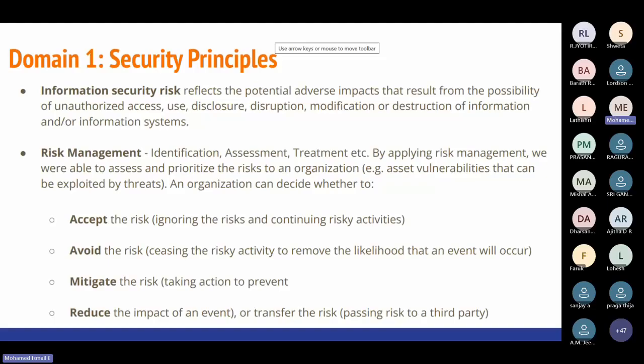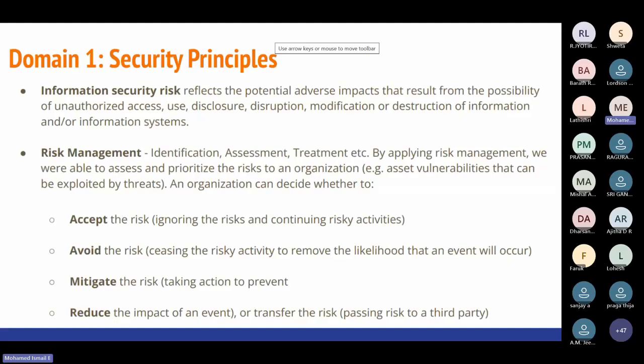So the impact of an event, or transfer the risk, means passing the risk to a third party company. So they are doing some sort of action that is reducing. They are dropping the project completely because they don't want to go with a project that has the flaw. The device cannot be secure. So that's how risk management would work.